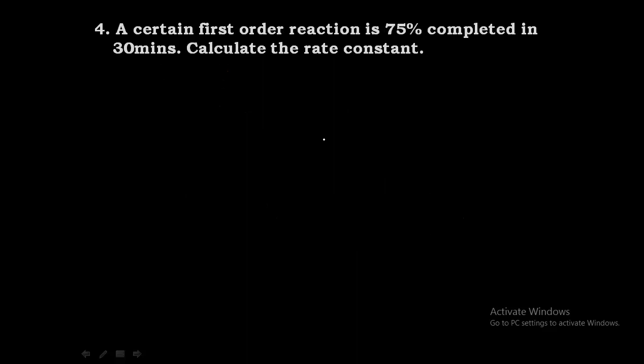Next one, a certain first order reaction is 75% completed in 30 minutes. Calculate the rate constant. Now here, if we consider the first order reaction, we know the formula integrated rate equation, that is K is equal to 2.303 by T log R naught divided by R. This is the integrated rate equation for first order.